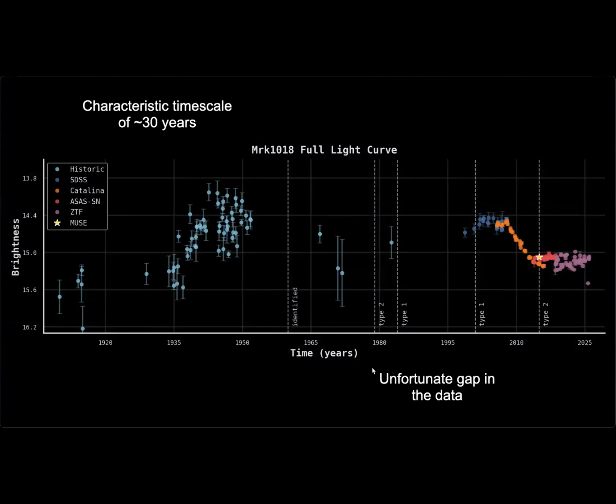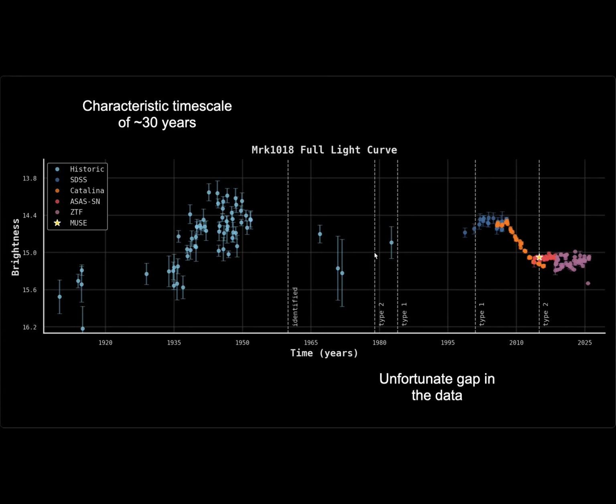So just to return to this light curve, we observe this characteristic timescale of 30 years. But when we do periodic analysis, we don't actually find a very strong peak. So I'm not really 100% certain what that means. There's also this rather unfortunate gap in the data, which it would be really helpful to know what was going on in, because we've got this brightening event happening in the 30s. And then we've got these two spectra that were observed in the 70s and 80s, but we're not entirely certain how bright the object was at that time.